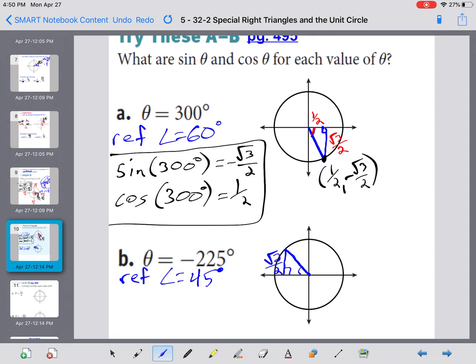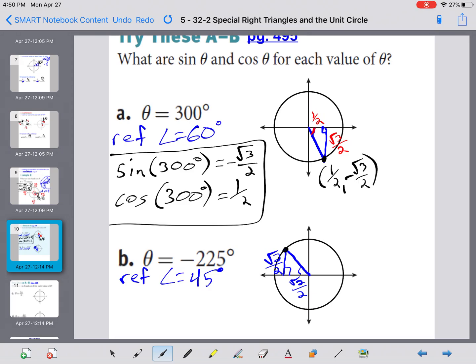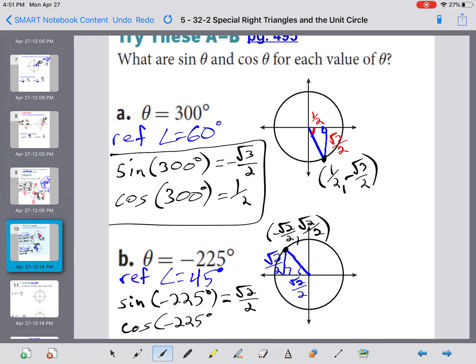When I put it on the unit circle, the two sides are root 2 over 2 and root 2 over 2. So the point, because it's an xy point, I can have something negative. It's going to be a negative x, so negative root 2 over 2, and a positive y, positive root 2 over 2. So the sine of negative 225 is the y value, root 2 over 2, and the cosine of negative 225 is the x value, negative root 2 over 2. So we got positive root 2 over 2, and then the cosine is negative root 2 over 2. All right.